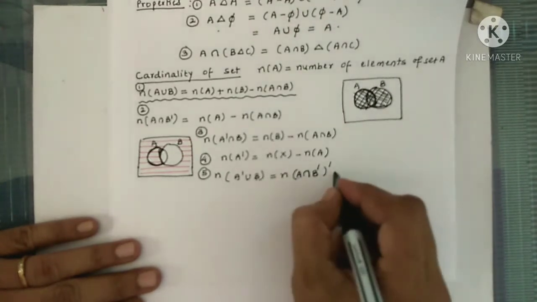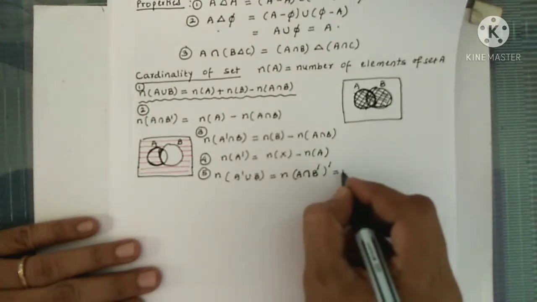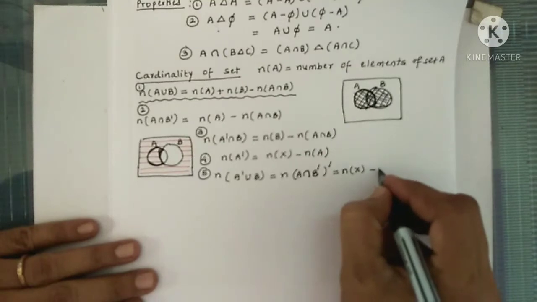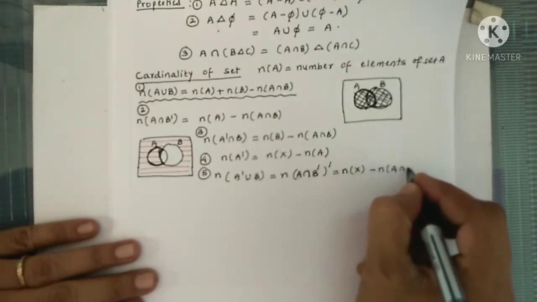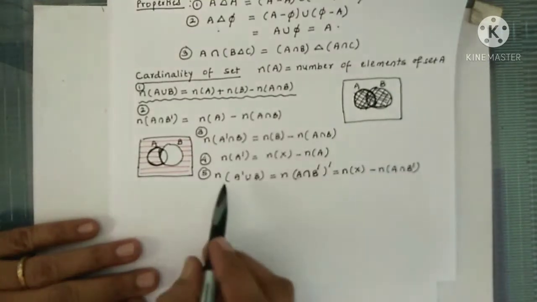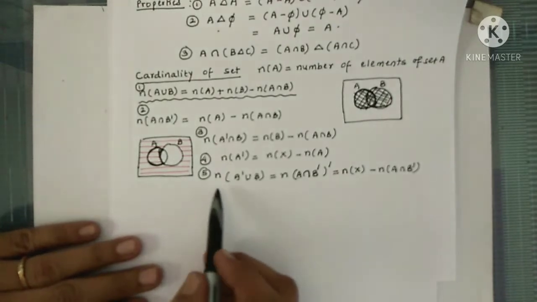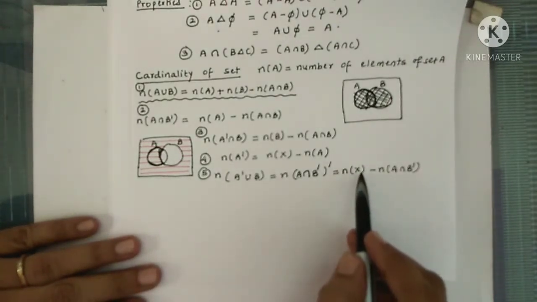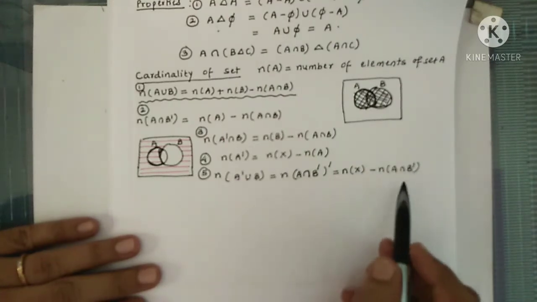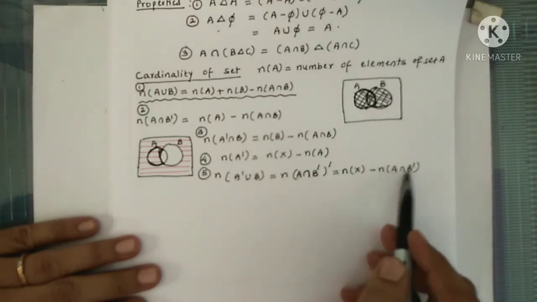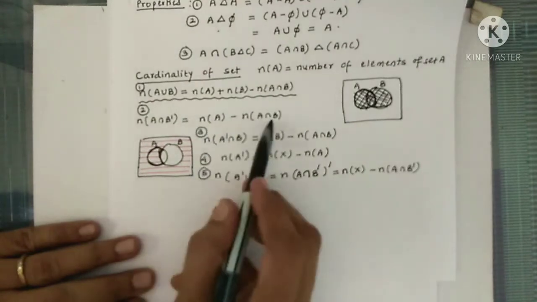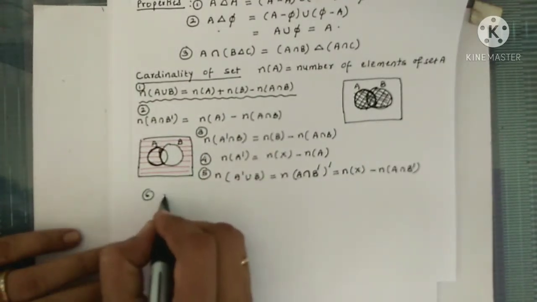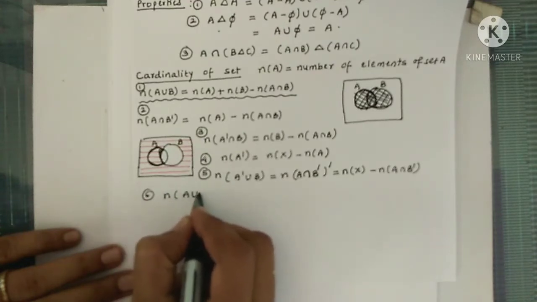Okay. So whenever it is dash, first of all we have to write n(X) minus, and remove that dash. So this becomes n(A intersection B'). To find the number of elements of A' union B, the formula becomes n(X) minus n(A intersection B'). How do we find n(A intersection B')? Using this formula. Similarly, we can write the formula for (A union B').